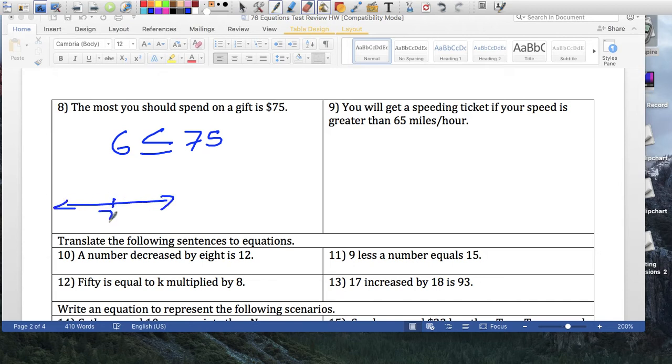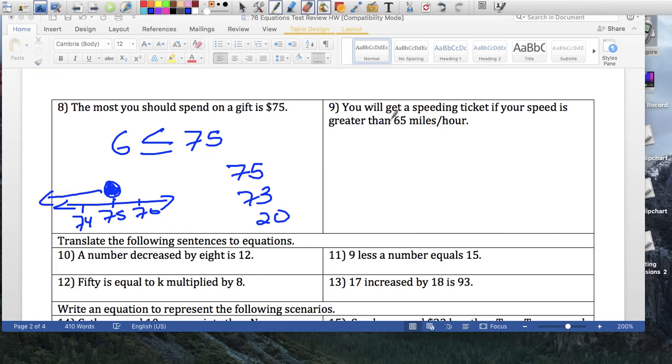Here's my graph. And you want to shade because 75 is okay, and anything under 75. So my gift could cost 75, 73, it can even cost 20, as long as it's under 75.